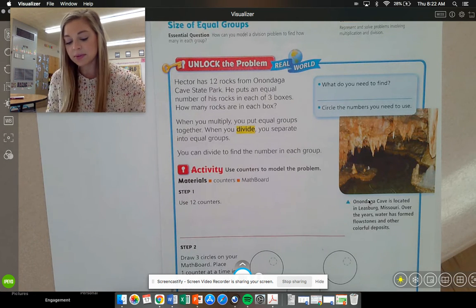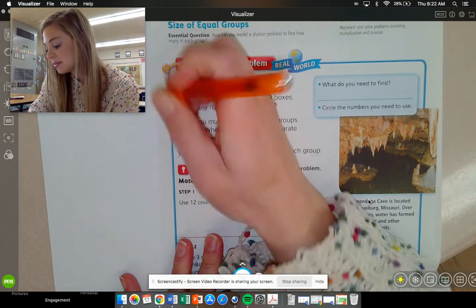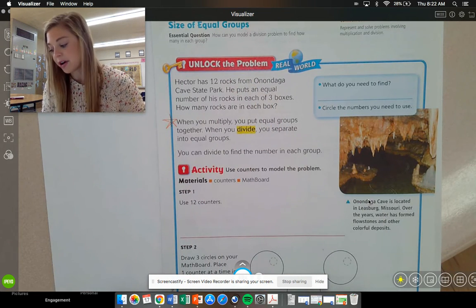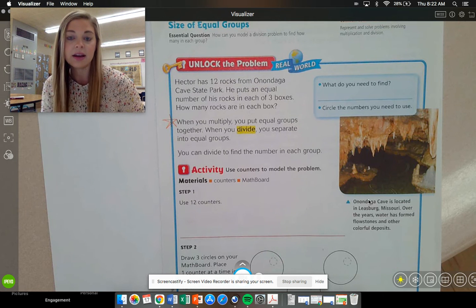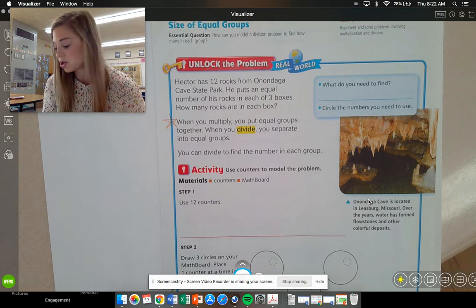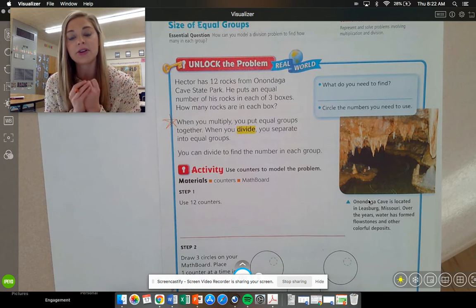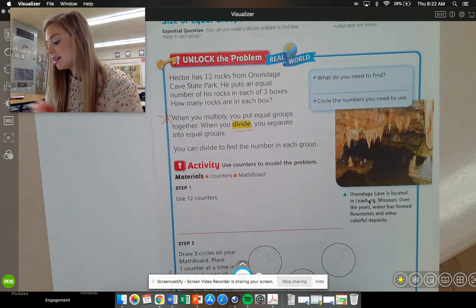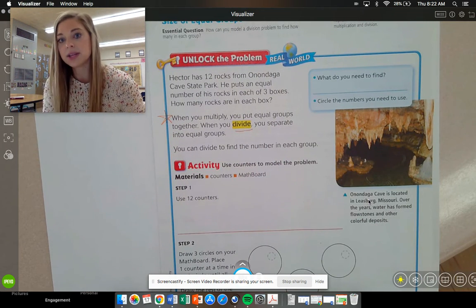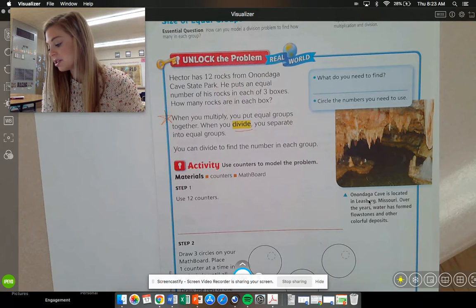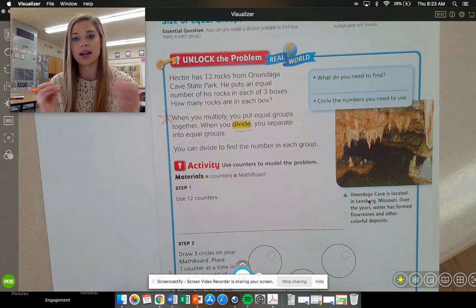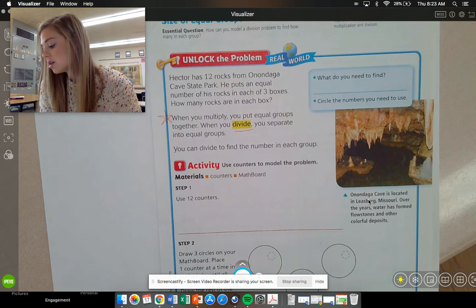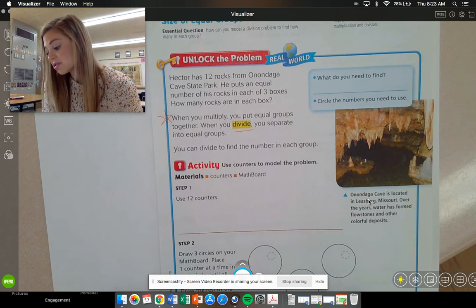So this is really important right here. It says, when you multiply, you put equal groups together. So that's what we have been working on for a really long time, multiplication. We've been putting equal groups together to see how many we have. But when we divide, you separate into equal groups. So you're taking those equal groups and separating them and seeing how many you have in each group. You can divide to find the number in each group.